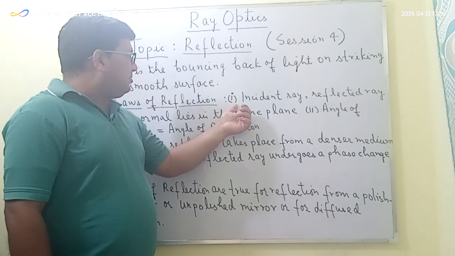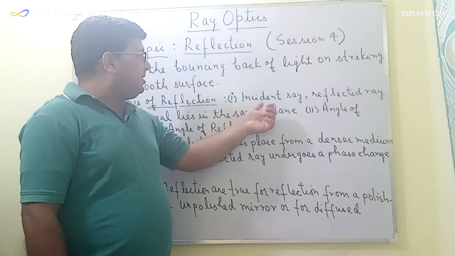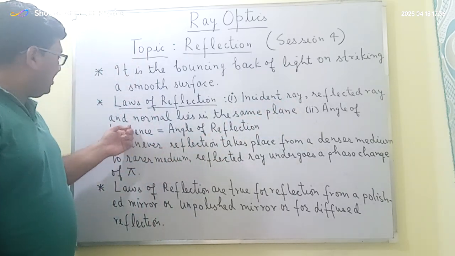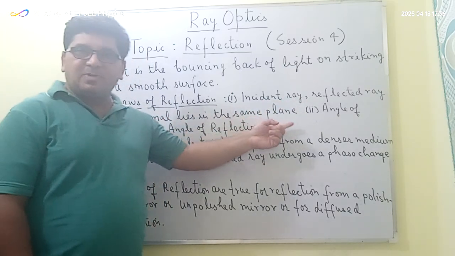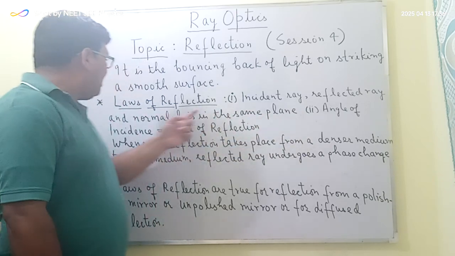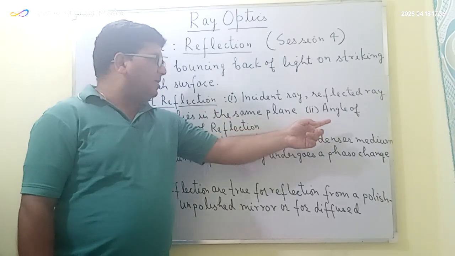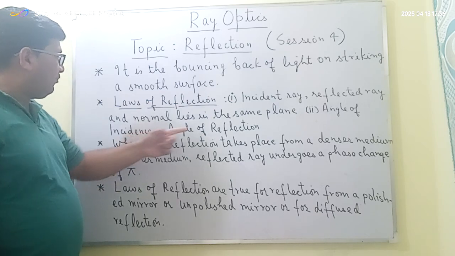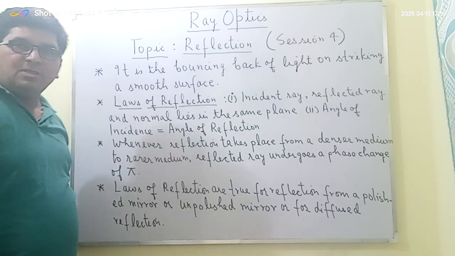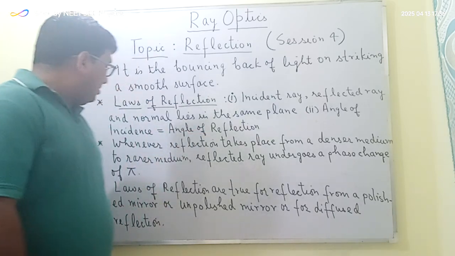The first point under this heading is that the incident ray, reflected ray and the normal lie in the same plane. This is the first important law of reflection. And the second point is that the angle of reflection is equal to the angle of incidence.